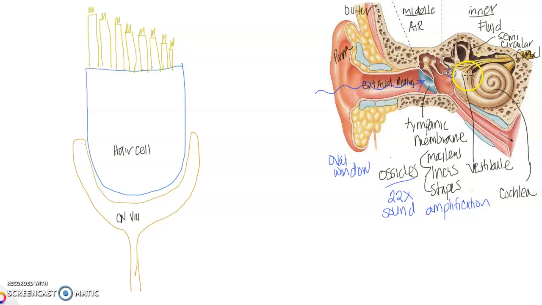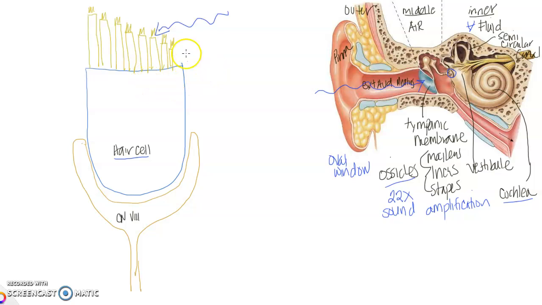This vestibule, which is attached to the snail-looking thing called the cochlea, is fluid-filled. In the cochlea, there are cells called hair cells. As the stapes moves back and forth, it causes waves within the fluid. Okay? That fluid hits those hair cells, and that makes the hair cells bend.